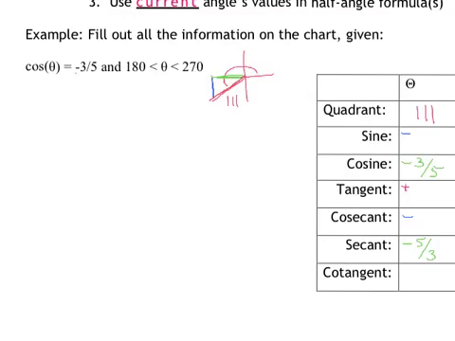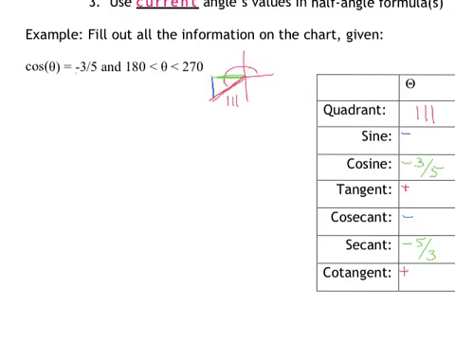And the cotangent is certainly going to be a positive value because tangent was, and it's the reciprocal of tangent. But how do we get the numbers for sine and tangent and cosecant and cotangent? To do that, we need to draw in a triangle. And I have seen two different approaches to this.